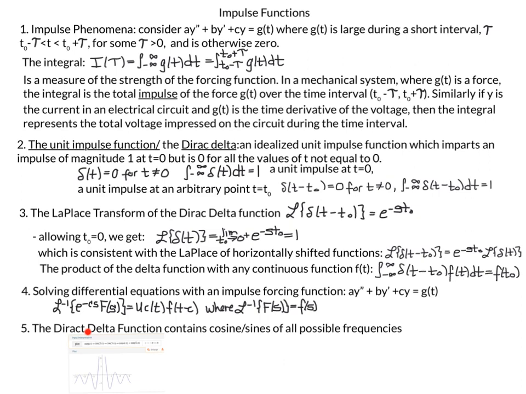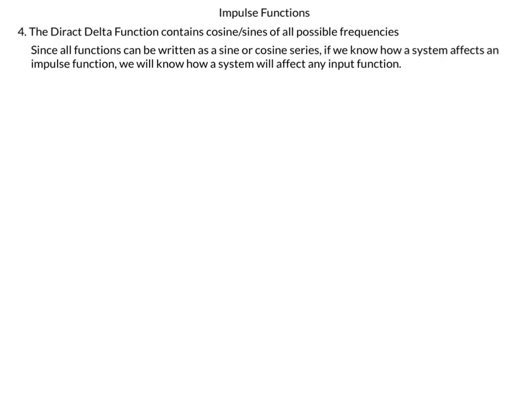And the statement is that the Dirac delta function contains or is composed of sines and cosines of all possible frequencies. And I have that written again. A Dirac delta function consists of sines and cosines of all possible frequencies. And why is that significant? Well, since all functions can be written as a sine or cosine series, if we know how a system affects an impulse function, we will know how a system will affect any input function, because this input function can be written in terms of a sine and cosine series.